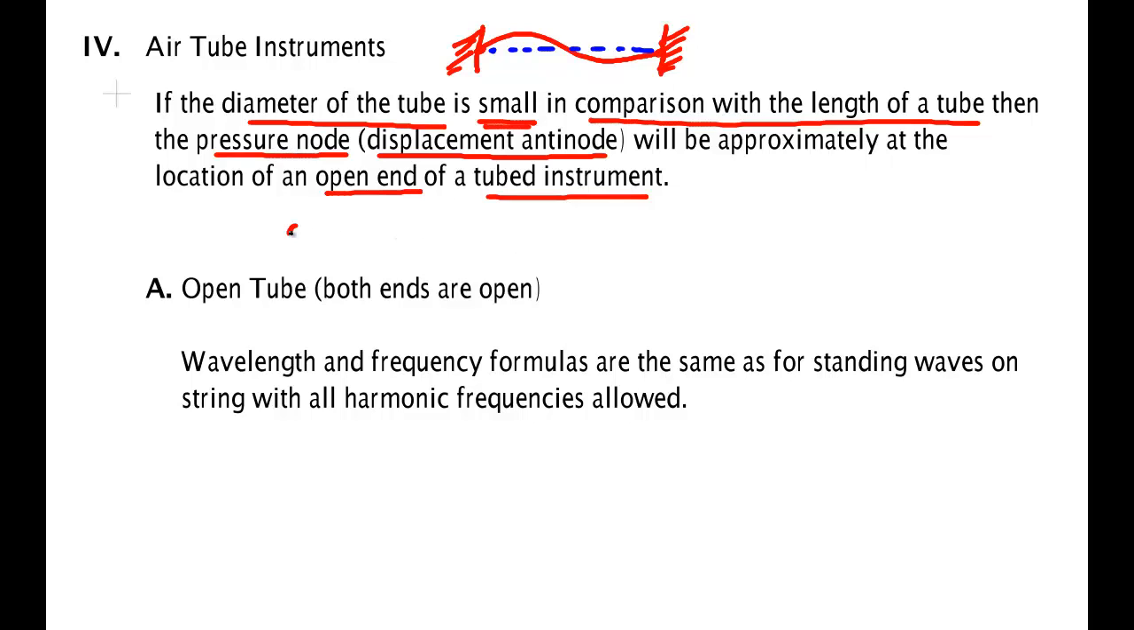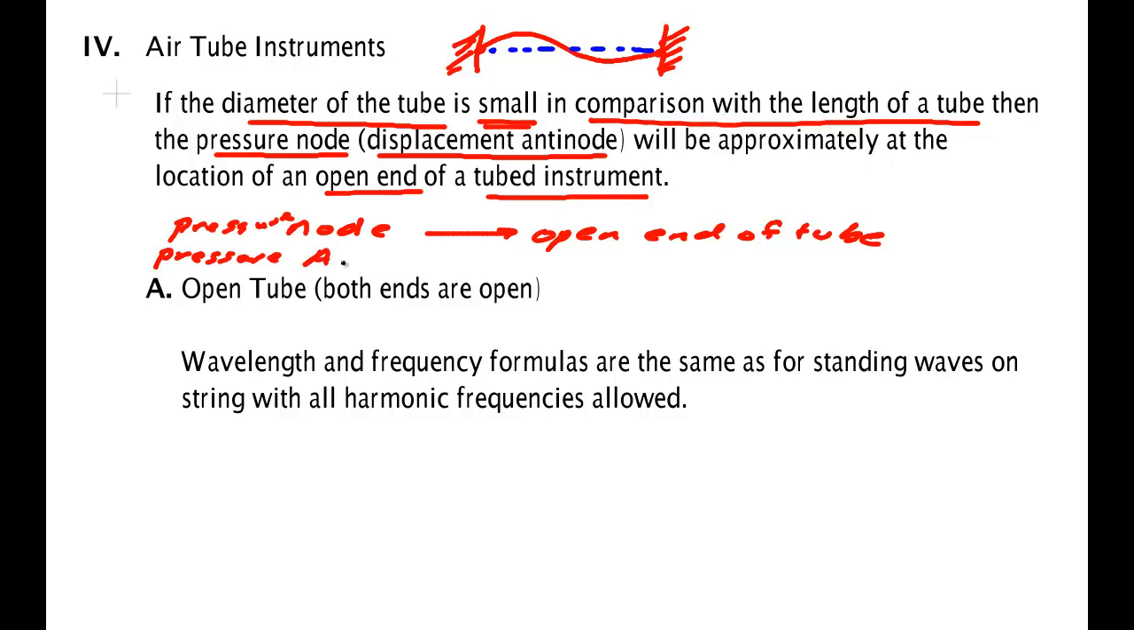So, key thing: pressure nodes at an open end of a tube. Pressure antinode at a closed end of a tube.